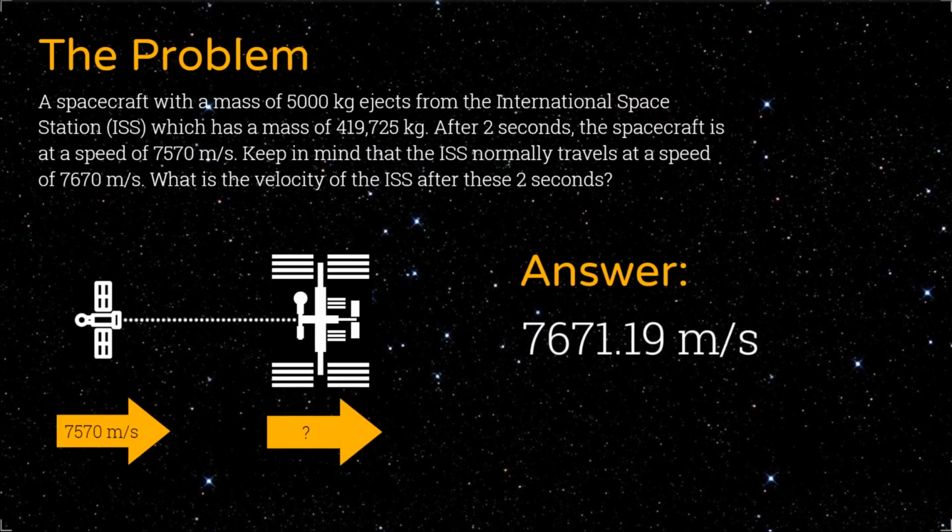Now we have our final answer. After 2 seconds, the velocity of the ISS is 7,671.19 meters per second.